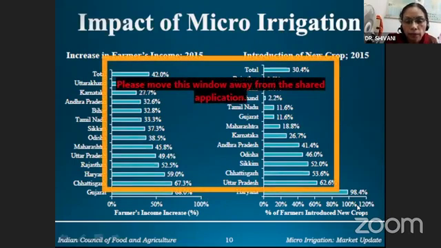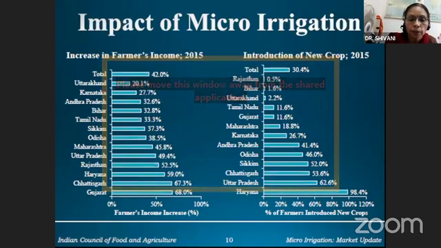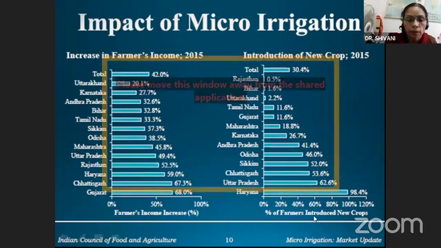Likewise, when we talk about the introduction of new crops due to the use of micro irrigation, in Haryana, 98.4% of farmers are able to introduce new crops. In Chhattisgarh, 53.6% of farmers are able to introduce new crops.